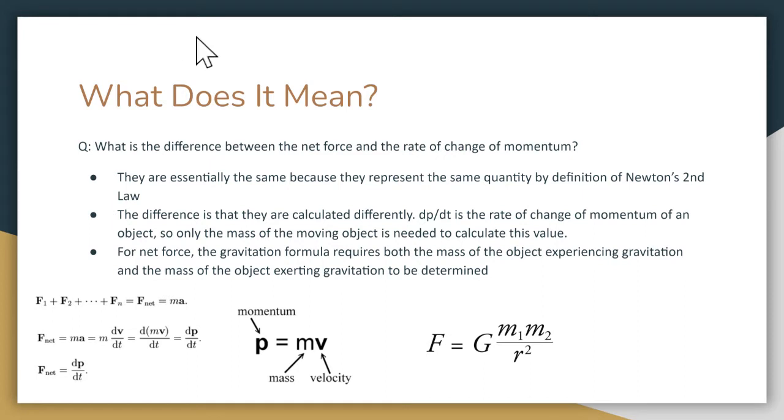So the question is, what is the difference between the net force and the rate of change of momentum? So essentially, these are the same thing, but they are calculated differently. For dp dt, you only need to calculate the mass and the velocity, but for net force, you need the mass of the other object as well that's causing the gravitation, not only the mass of the object exerting gravitation.